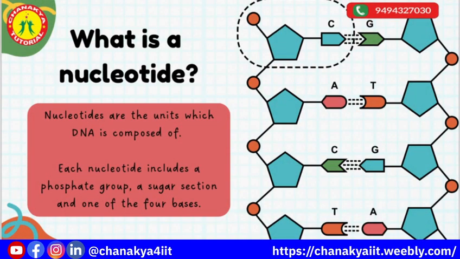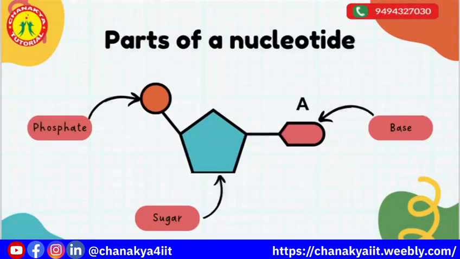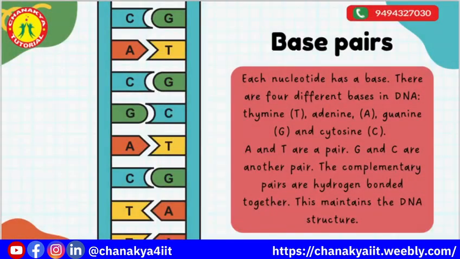What is a nucleotide? Nucleotides are the units which DNA is composed of. Each nucleotide includes a phosphate group, a sugar section, and one of the four bases. These are the parts of nucleotide: phosphate, sugar, and base.